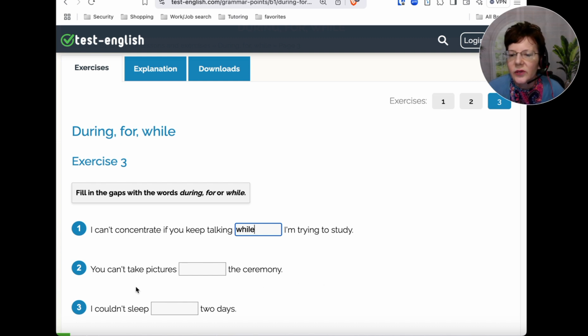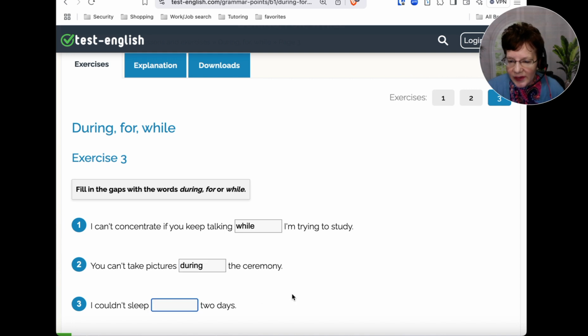Okay, number 2, you can't take pictures. The ceremony. Okay, when can't you take pictures? All right, so during. All right. Number 3, I couldn't sleep 2 days. You know what goes here? Okay, length of time. All right, good job on these exercises. Showed that you paid good attention here.